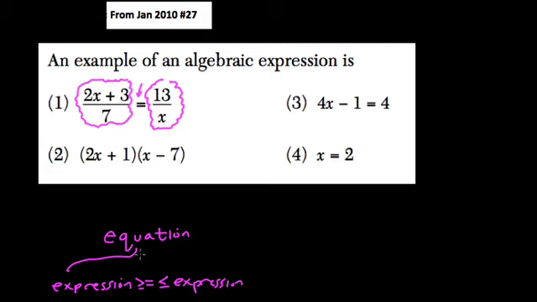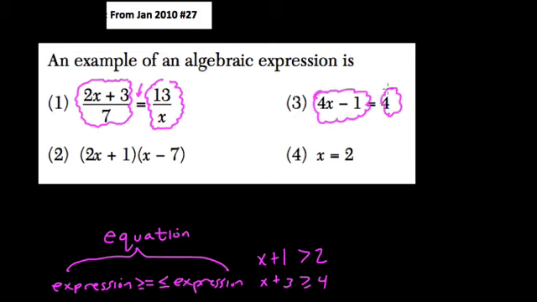And in this first case right here, we have an equal sign, but it could have been something like x plus 1 is greater than 2, or x plus 3 is greater than or equal to 4. Anything that relates two expressions is an equation. And that means choice 3 is an equation because it relates this expression and this one. Notice here the number 4 could be called an expression, although usually it would just be called a term.